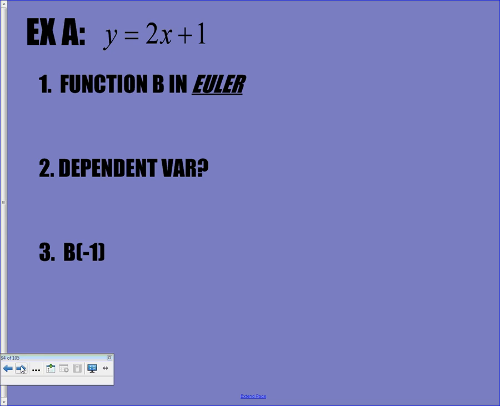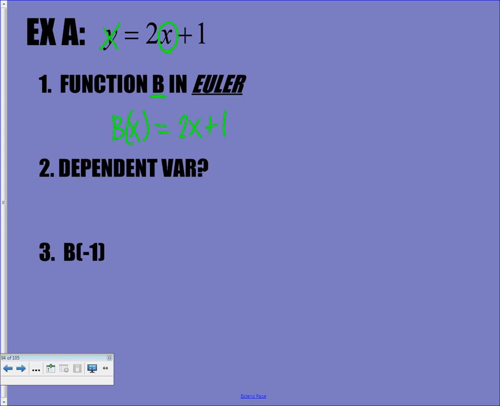So the first type is called Euler notation. And what you do is you just cross off the y and you're going to change it. Okay, and it says to name the function b. So I'm going to say b of, and this variable that it already had there is x. So b of x equals, and then you rewrite 2x plus 1. So the whole point of today is to get rid of the y on the left side of the equation and write that part in Euler notation, okay?